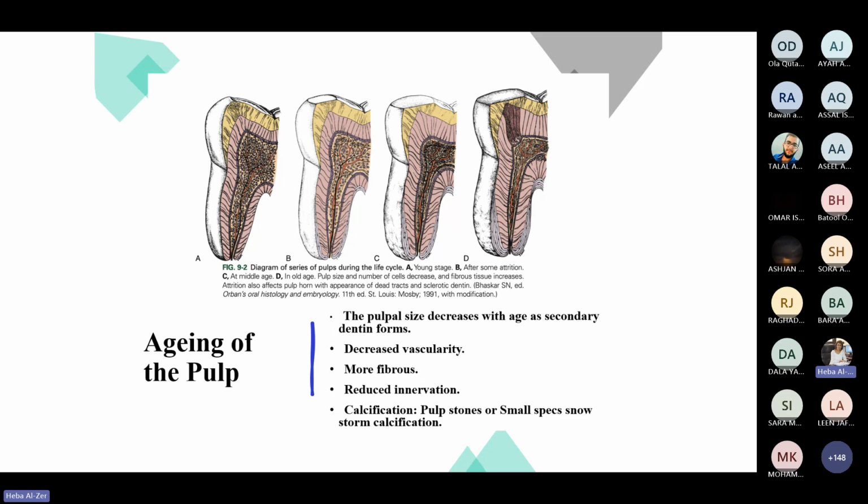As you can see in this picture, as the pulp ages, the secondary dentine occupies the crown and root chamber, and the pulp chamber becomes smaller and narrower in the crown and the root. Of course, as in any other aging process, the nerve supply decreases, the blood supply decreases, and the tissue becomes more fibrous. And in the dental pulp, a special thing happens, which is calcifications. Calcifications happen as pulp stones or as snowstorm calcification that we will see in a minute.